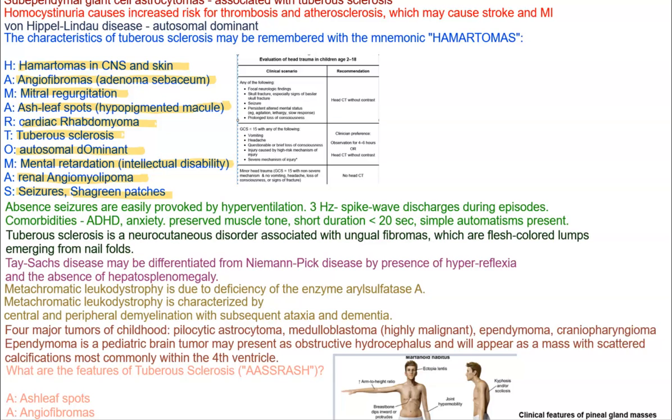And then in this table here, we have evaluation of head trauma in children ages 2 to 18. I know it's very tiny, so I'll read it out loud. Any of the following are going to warrant a head CT scan without contrast. So any focal neurological findings can cause it. Skull fracture, especially basilar skull fracture, if they're having seizures, that can be a reason. If they have persistent altered mental status, that can also be a reason. If they have prolonged loss of consciousness, then that can also be a reason for getting a head CT without contrast.